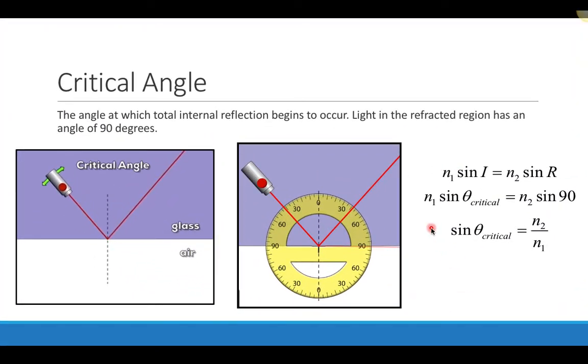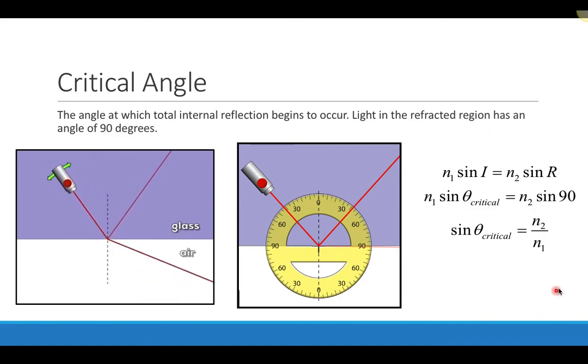So the critical angle is basically the point at which total internal reflection begins to occur, and then for any incident angle larger than that, the light will always be totally reflected, and none of the light will be refracted. And at exactly the critical angle, so here is the picture here, the light is bent at 90 degrees in the second region.